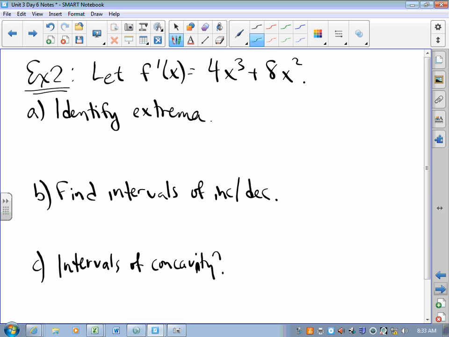Hopefully culminating in a sketch of what f of x is going to look like. Because f of x is off screen. F of x we don't know. But we can find where the possible extrema are. And how do we do that?